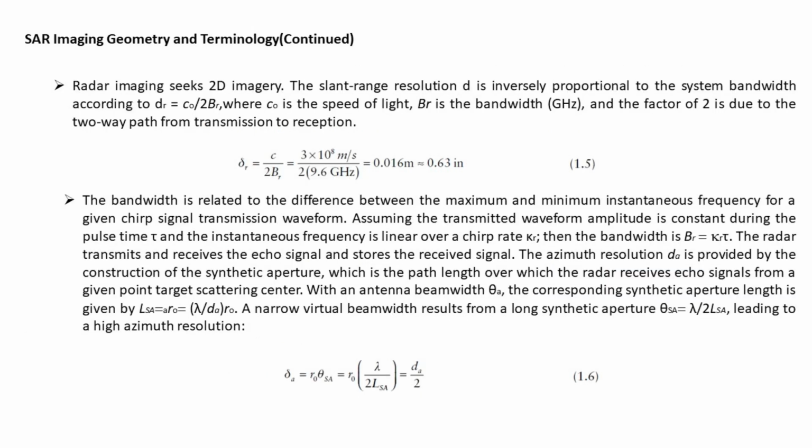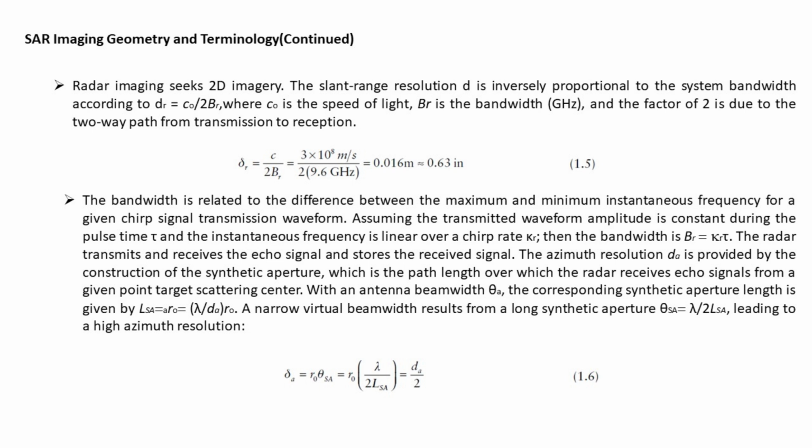Radar imaging seeks to produce imagery. The slant range resolution dr is inversely proportional to the system bandwidth according to dr equal to c0 over 2Br, where c0 is the speed of light, Br is the bandwidth in gigahertz, and the factor of 2 is due to the two-way path from transmission to reception. The bandwidth is related to the difference between the maximum and minimum instantaneous frequency for a given chirp signal transmission waveform. Assuming the transmitted waveform amplitude is constant during the pulse time tau and the instantaneous frequency is linear over a chirp rate kappa r, then the bandwidth Br is equal to kr tau.